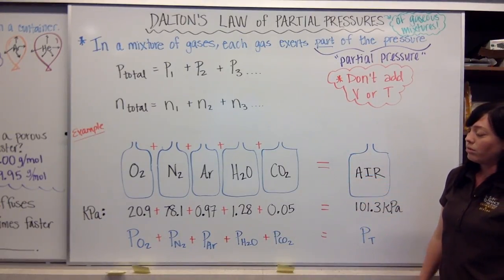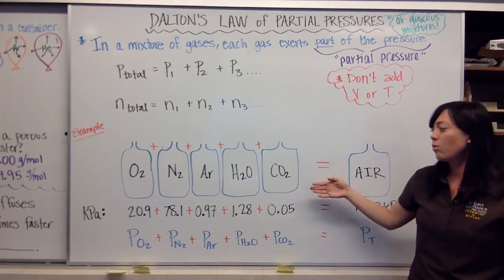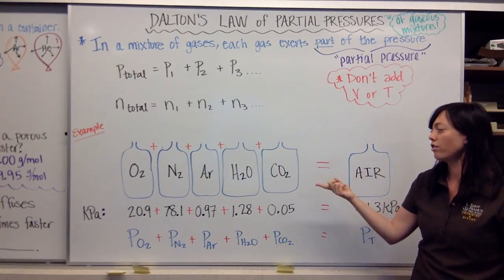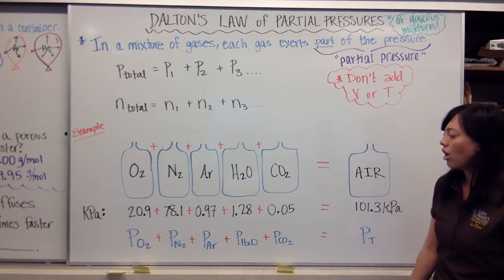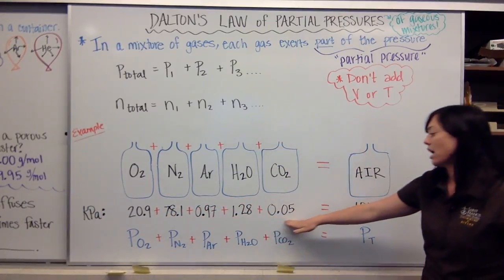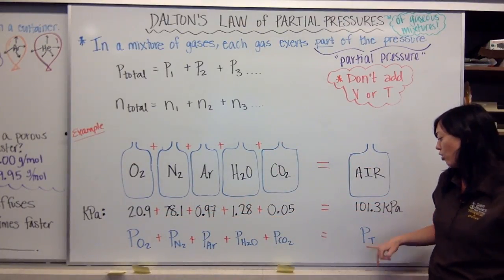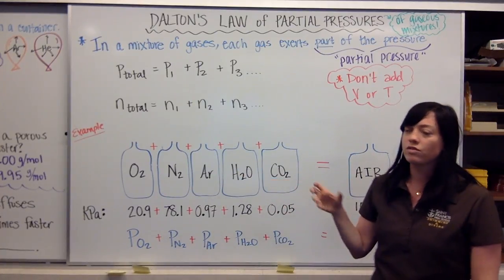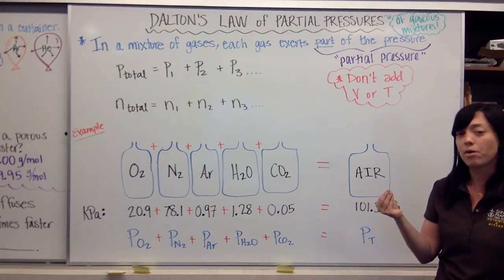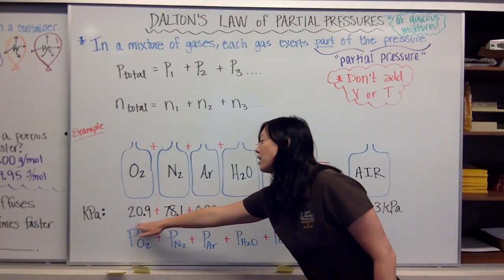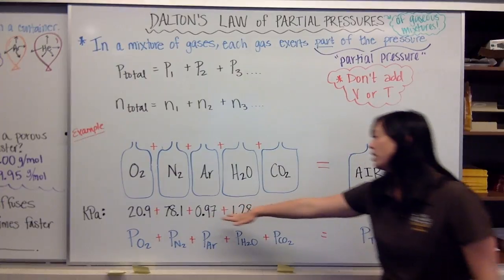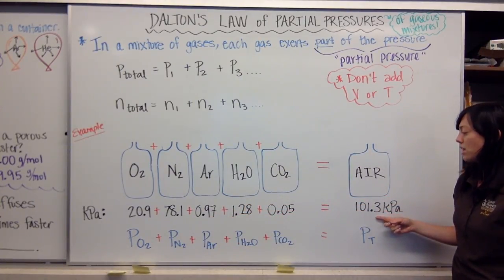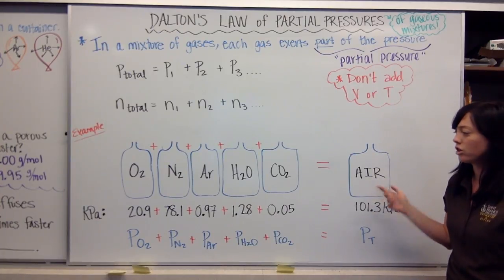This is our little example. This is basically what our atmosphere is made up of: oxygen, nitrogen gas, argon, water vapor, and carbon dioxide. And all of these values down here are in kilopascals. So in order to find the total pressure of our atmosphere, we are going to add up each of the partial pressures of each of the gases that make up our atmosphere. So if we have 20.9 kPa plus 78.1, etc., we are going to equal 101.3 kilopascals. That is our atmospheric air pressure.